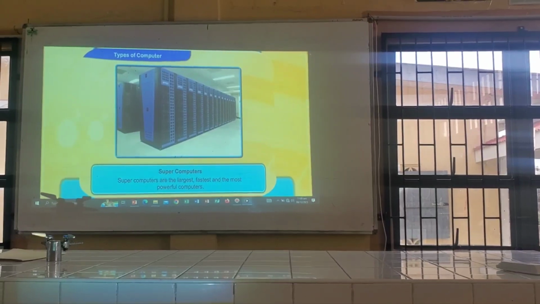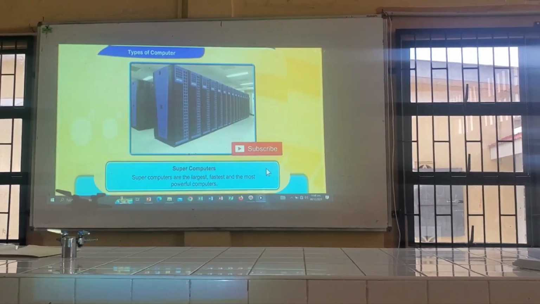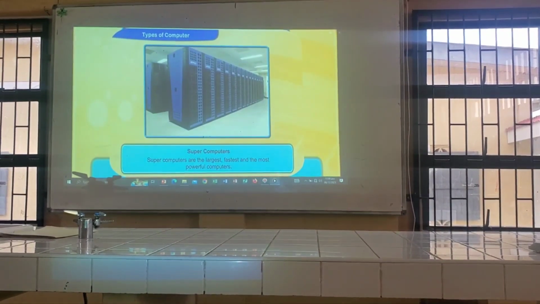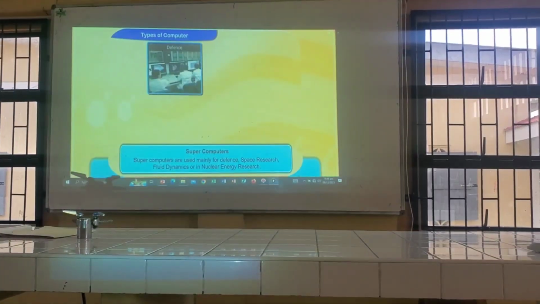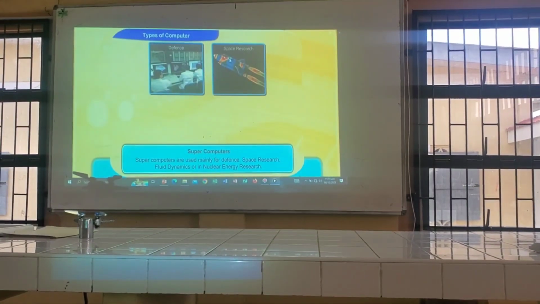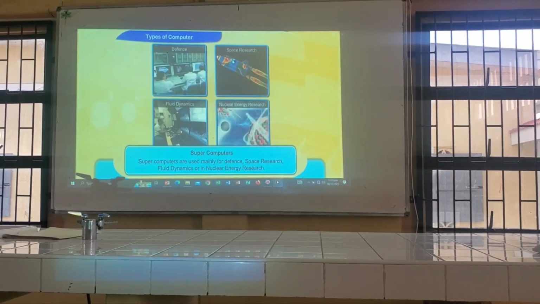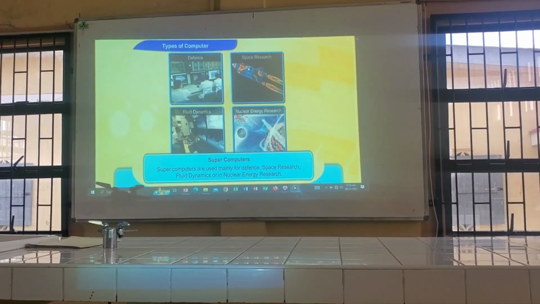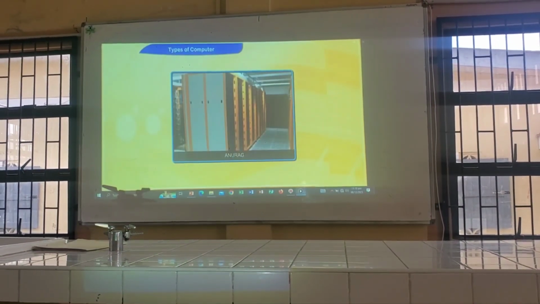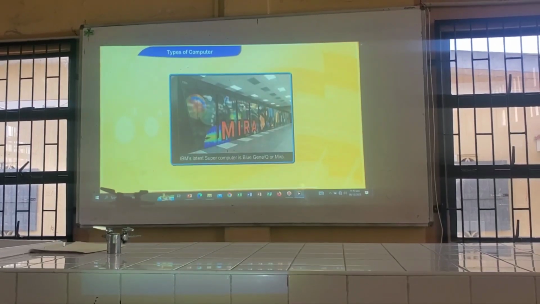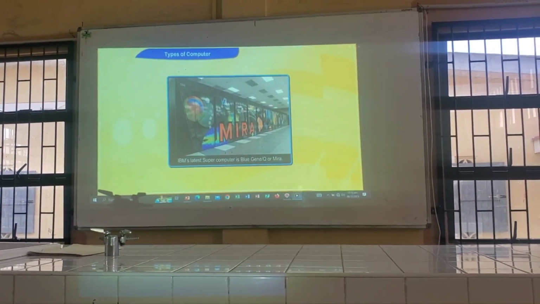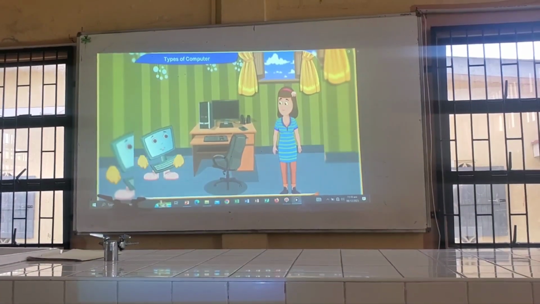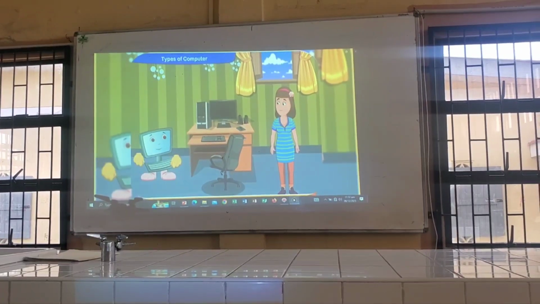Supercomputers are the largest, fastest and the most powerful computers. Supercomputers are also the latest of all computers. Supercomputers are used mainly for defense, space research, fluid dynamics, or in nuclear energy research. Some examples of supercomputers are Param, Anurag, and Cray. IBM's latest supercomputer is Blue Gene Q or Mira. So now I hope you know about the different types of computers.